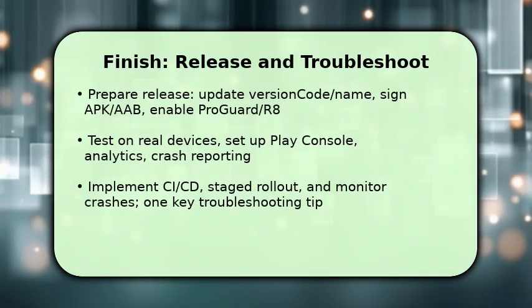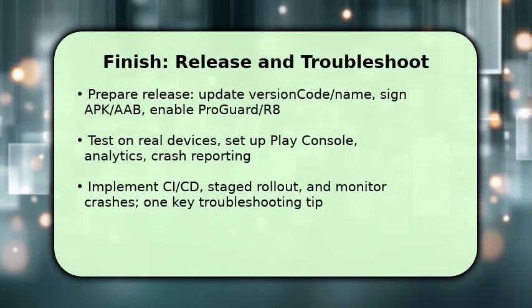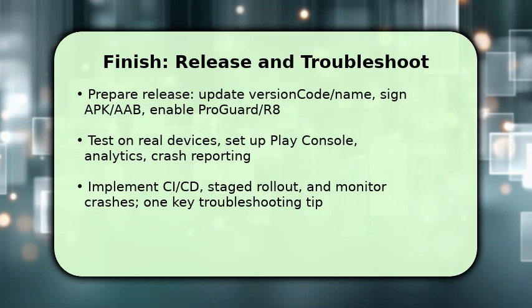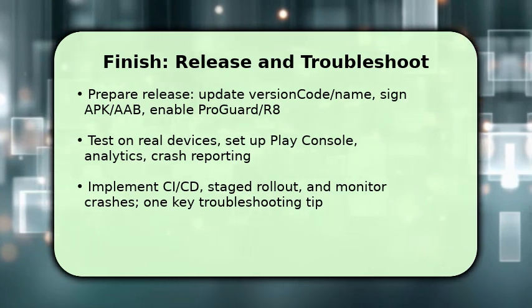Run them often. You finalize by bumping version code and name, creating a signing key, and building a signed AAB for Play Console. Enable R8 to shrink and obfuscate release builds.